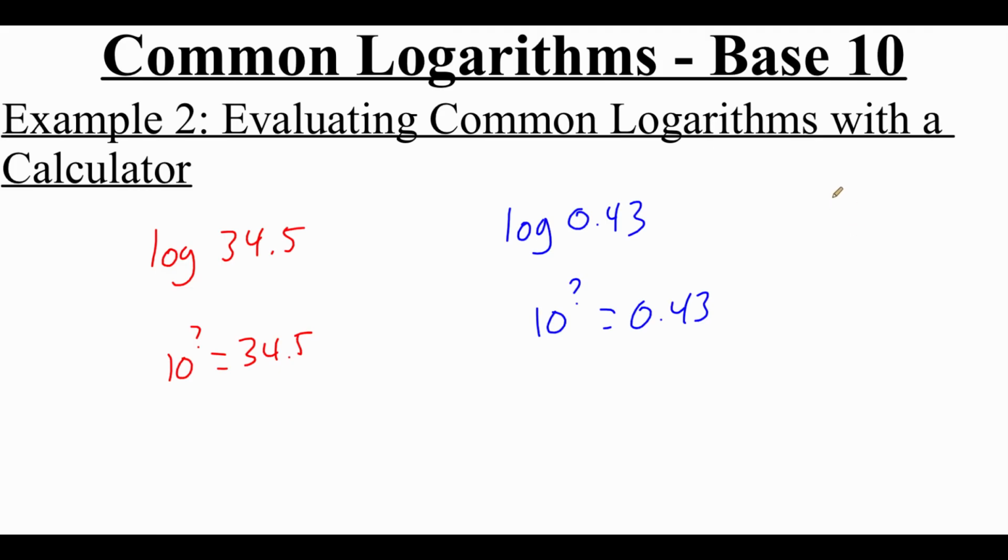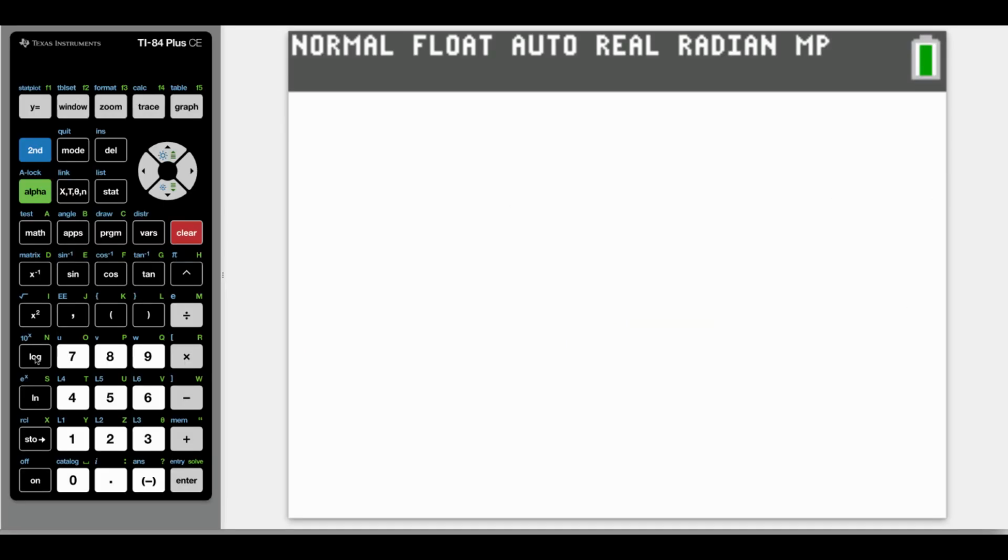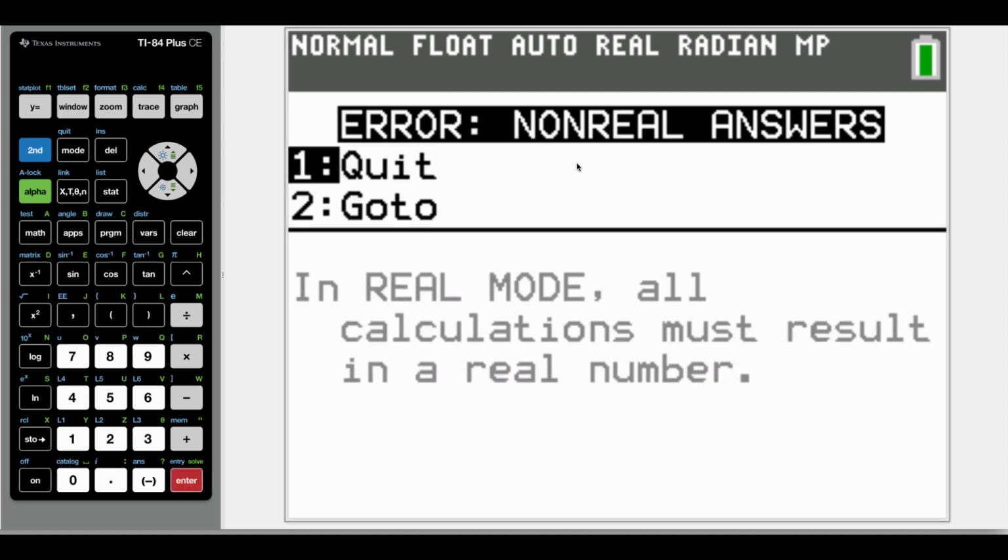And we can also try to look at log of negative 3. So we're trying to think to ourselves, what power do we have to put on 10 to get negative 3 as an answer? And again, I'm going to use my calculator to help me out here. If we go log of negative 3, close up the parentheses and hit enter, we can see that we get a non-real answer. We cannot evaluate logarithms of negative numbers. There is no power that we can put on 10 to try to get negative 3 as an answer.